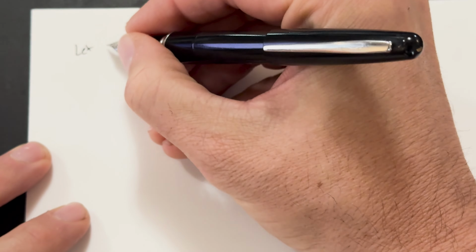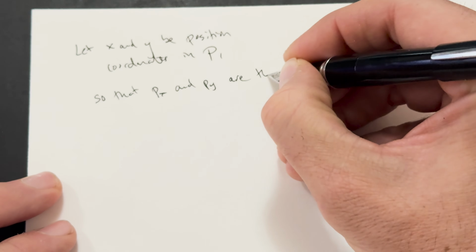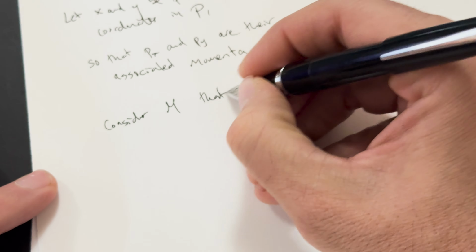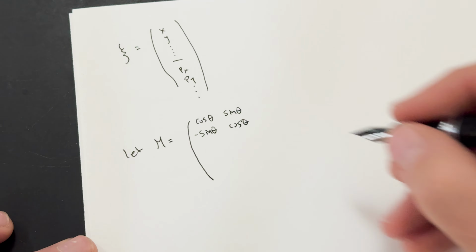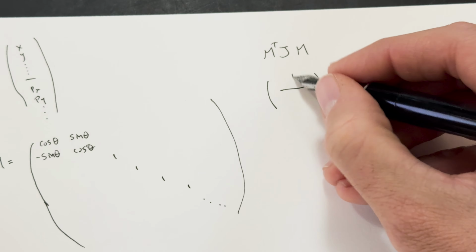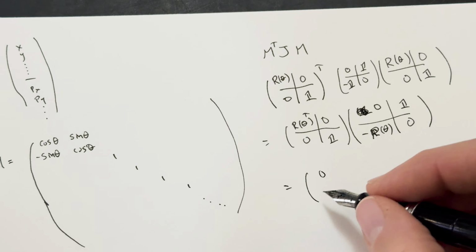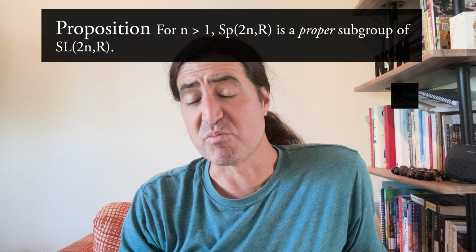And a great example of that would be: let x and y be two coordinates in physical space. So they have associated momenta px and py. Let's consider the matrix that rotates x into y, but leaves the momentum alone. So I can just write that matrix here. That matrix has determinant 1, but that matrix does not satisfy the condition for being a linear symplectomorphism. Ergo, there exists at least one element of SL(2n,R) that is not in Sp(2n,R), and so it's a proper subset, and therefore it's a proper subgroup.